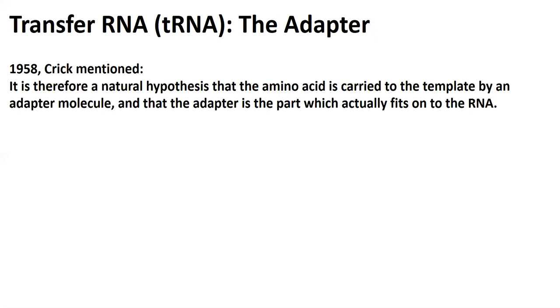Okay, so once genetic code was described, scientists began to wonder how the sequence of amino acids of a protein was determined by the triplet codons of mRNA. So in 1958, Crick mentioned, it is therefore a natural hypothesis that the amino acid is carried to the template by an adapter molecule, and that the adapter is the part which actually fits on the RNA. So in its simplest form, this hypothesis would require 20 adapters, one for each amino acid.